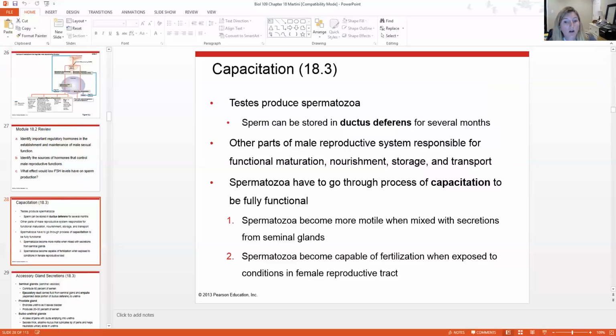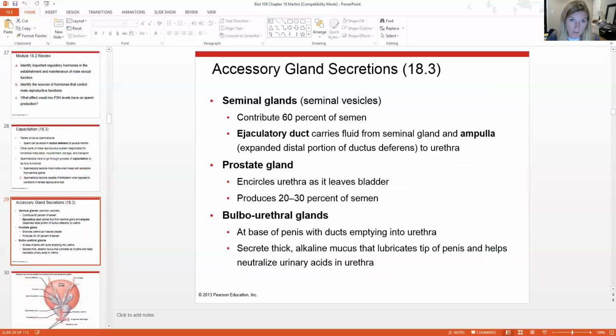The spermatozoa are more motile when they're mixed with the secretions from the seminal fluids, and they become capable of fertilization when they're exposed to the female reproductive tract. So in other words, they're incapable of fertilizing unless they're within the female reproductive tract.